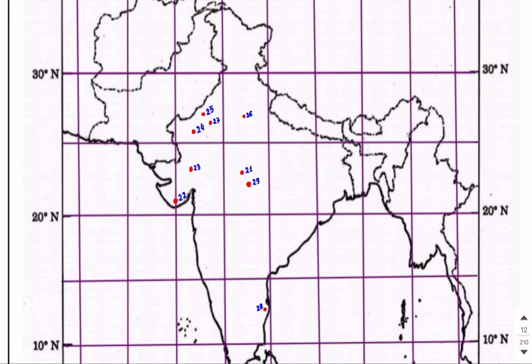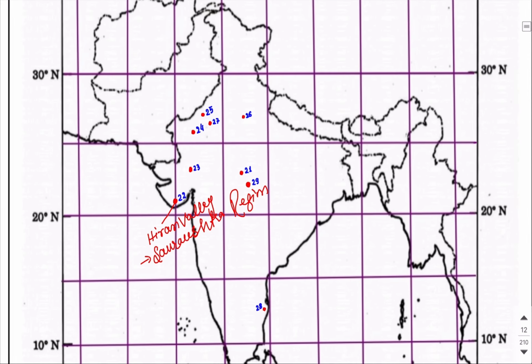Now let us move on to the 22nd. It is present in Gujarat. Name it. It is Hiran Valley, which is present in the Saurashtra region of Gujarat. Okay, Saurashtra region of Gujarat, famous for the lower and middle Paleolithic tools that have been found from here. That's all for that. Now let us move on to the 23rd.